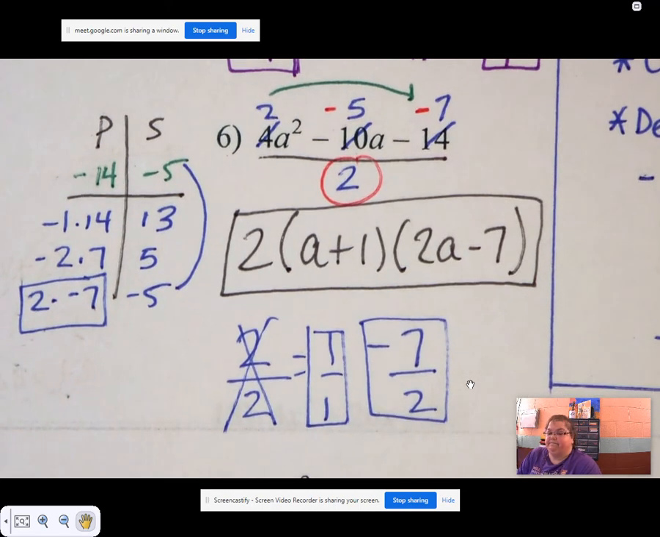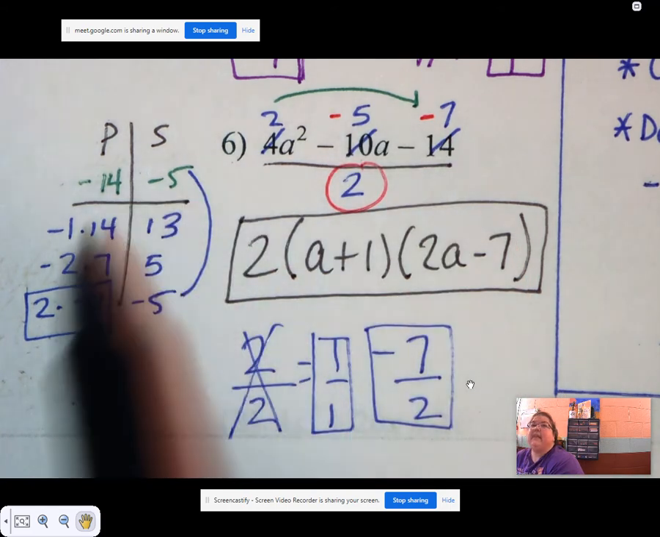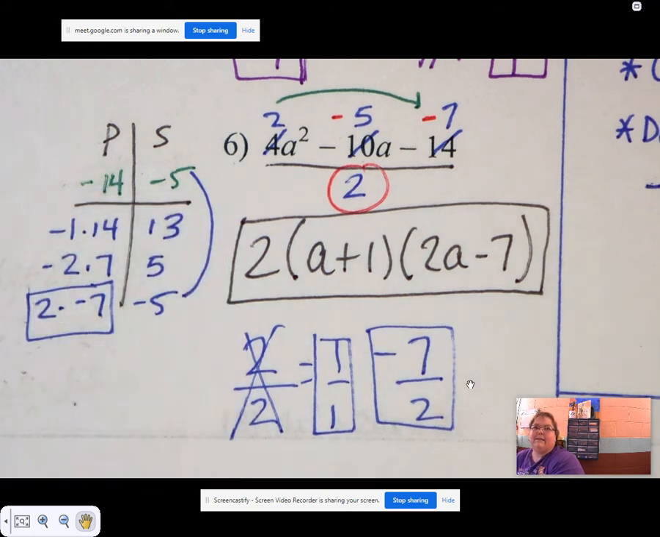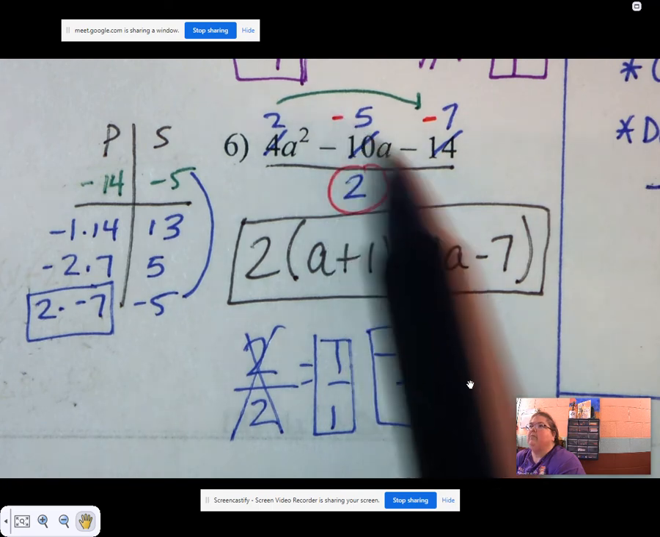Check yours with mine. How many of you got that answer? How many of you found that you couldn't find the answer because when you divided your 2, you didn't bring the negatives up? Thank you for your honesty. So you had 14 and you had 5 and there was no way to get it. That's right, because you can't multiply numbers to get 14 and then subtract them to get 5.